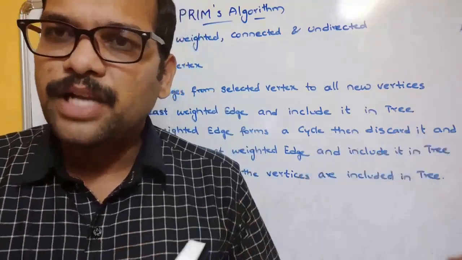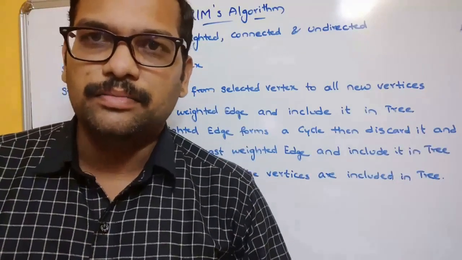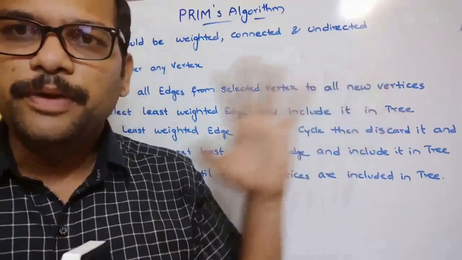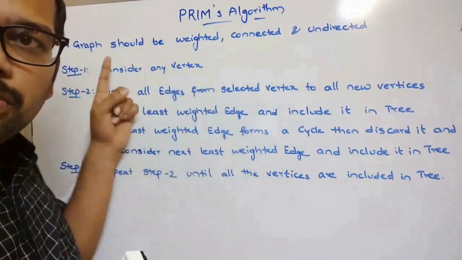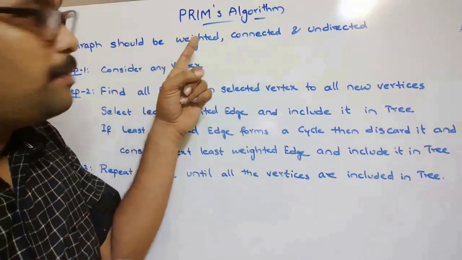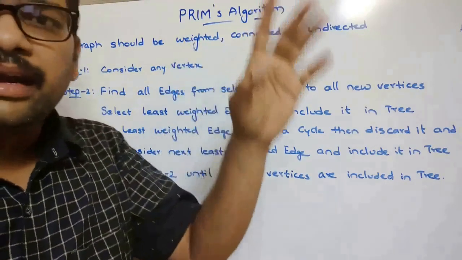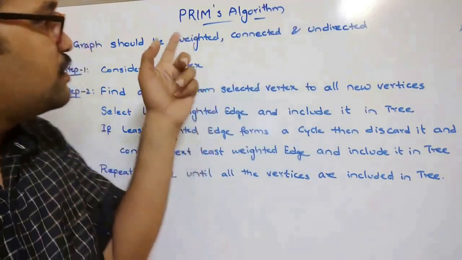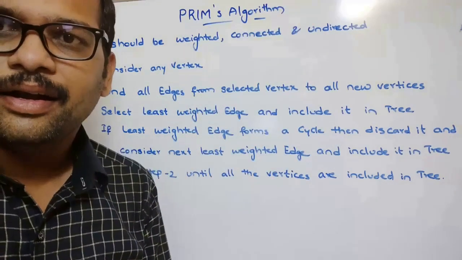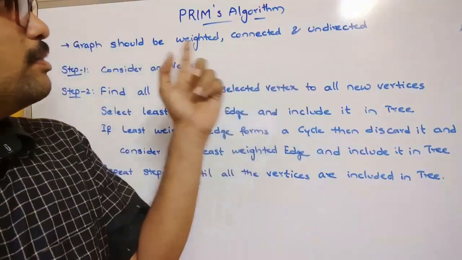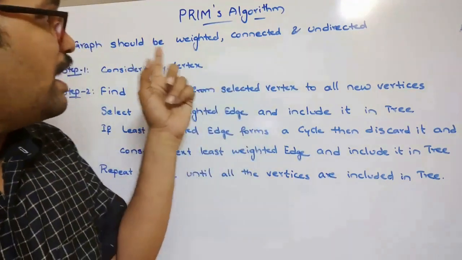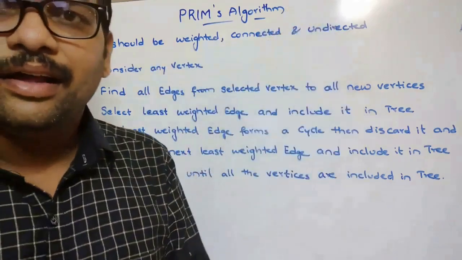There are 2 approaches to find the minimum cost spanning tree from a graph: one is Prim's algorithm, another is Kruskal's algorithm. In today's session we'll discuss Prim's algorithm. Before applying Prim's algorithm, make sure the graph is weighted, connected and undirected. Unless the graph is weighted, connected and undirected, we can't apply Prim's algorithm.